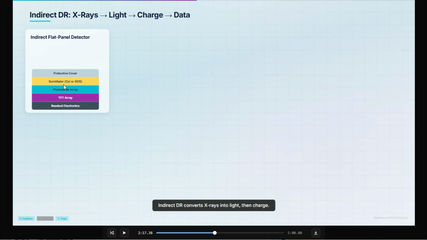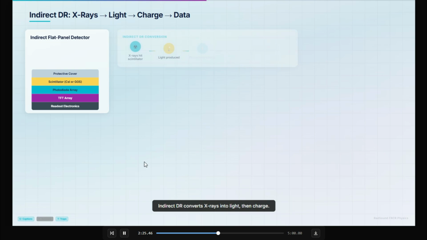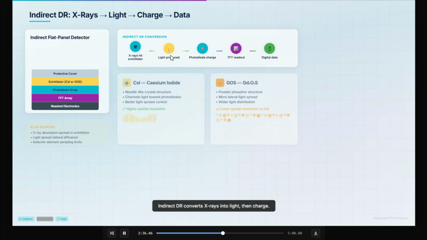Whereas gadolinium oxysulfide is a phosphor with more lateral light diffusion, which can reduce spatial resolution compared to the structured cesium iodide. This is the conversion: the X-ray hits the scintillator, which converts the X-ray into light. The light is converted by the photodiode into charge, and the TFT readout converts it into a digital image.